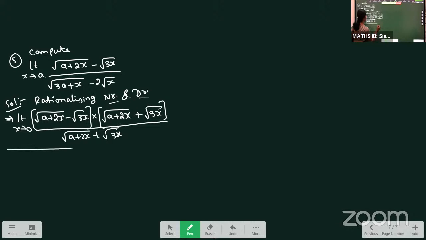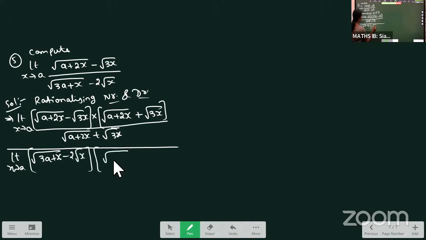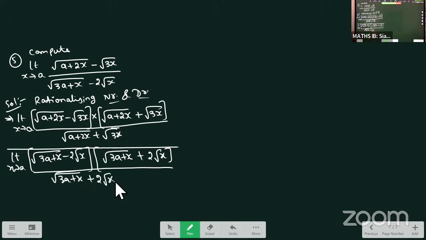Similarly, rationalize the denominator. Writing the limit separately. Limit x tends to a of √(3a + x) − 2√x. What is the rationalizing term here? Multiplying by the opposite sign of it. So √(3a + x), minus is there, so plus 2√x, and divide with the same term: √(3a + x) + 2√x. So this is the rationalizing part.